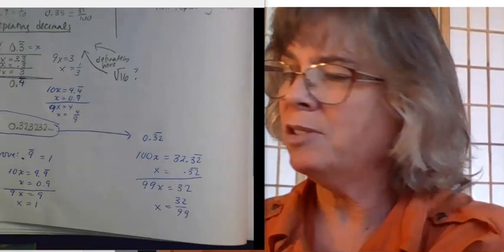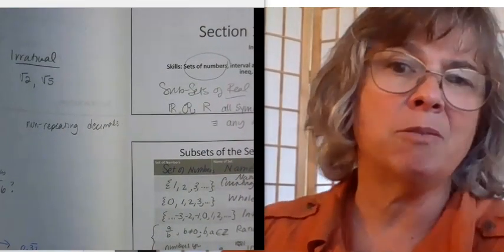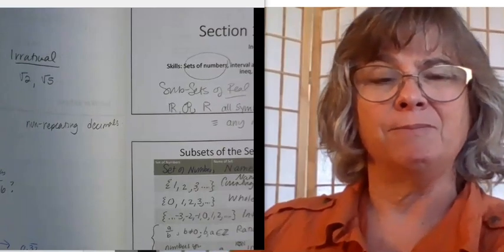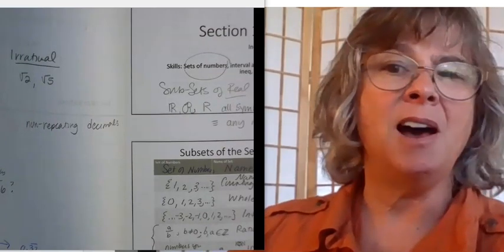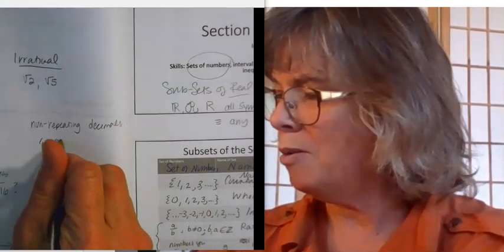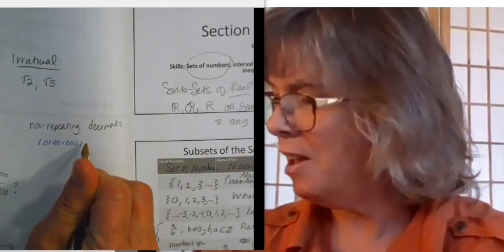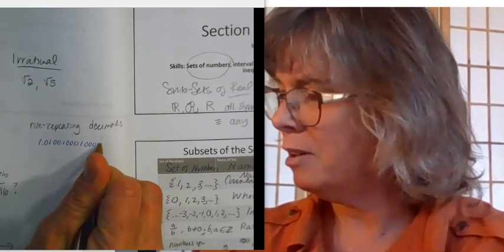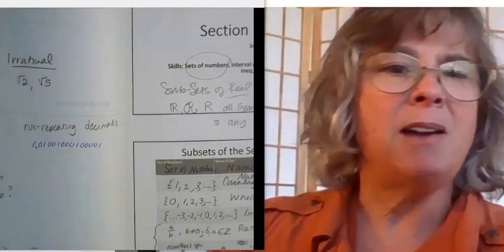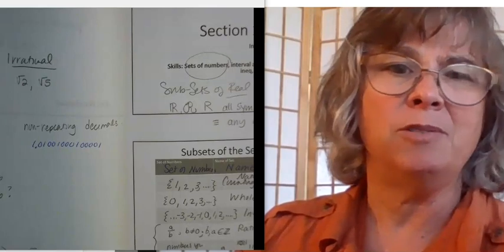So some examples of irrational numbers: square root of 2, square root of 5, square root of 3, square root of 11. Non-repeating decimals, and I like to use something like 1.01001001. You get the idea. So this is a pattern. This is a pattern, but it's not a repeating pattern. I can't put this as a ratio of two integers.